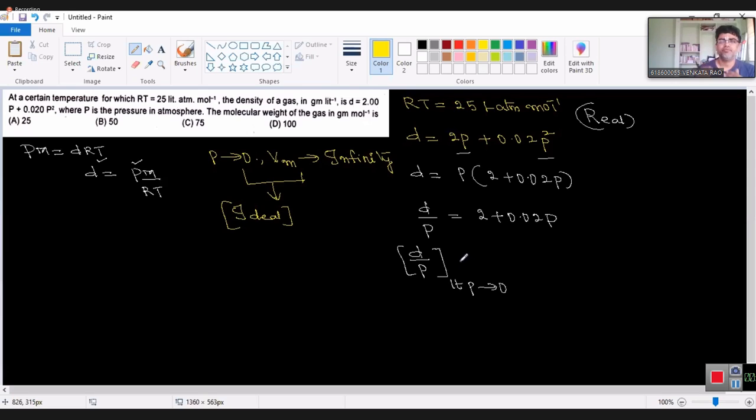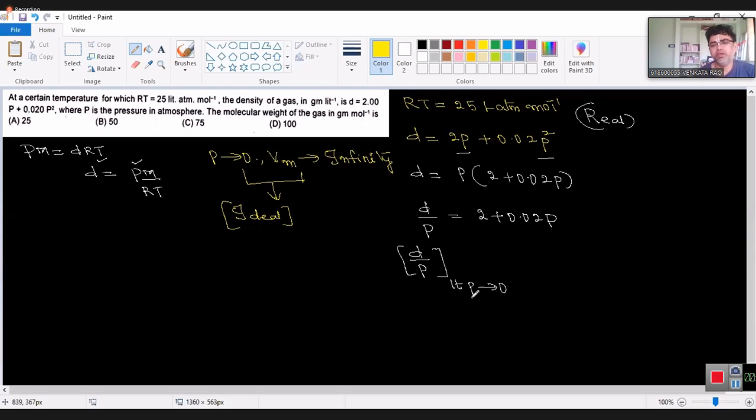Because when the molar volume is very high, molecules do not exert force on any other. No molecular attraction. Number 2, the volume of one molecule when compared to total volume is very negligible. Those are the conditions for ideality. So when P tends to 0 or molar volume tends to infinity, then the gas becomes ideal.